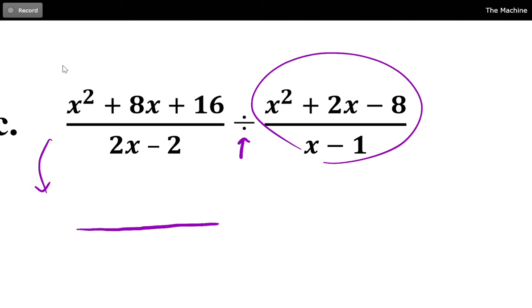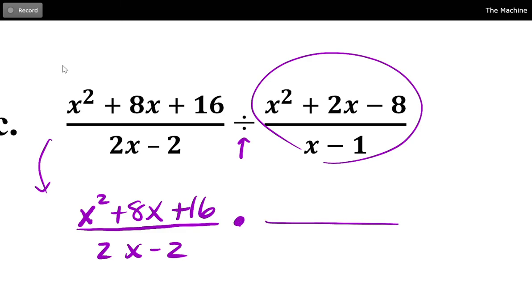I'm just going to recopy x squared plus 8x plus 16, and on the bottom 2x minus 2. Now change the operation to multiply, and then flip this fraction over. x minus 1 on top, and then x squared plus 2x minus 8 on the bottom. I did not try to factor that simultaneously. I didn't even try to factor it first.